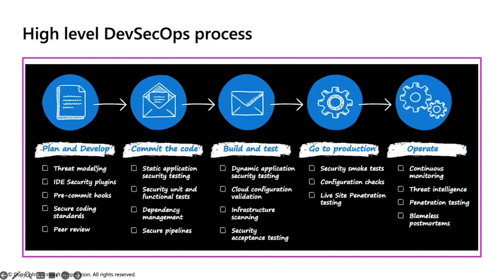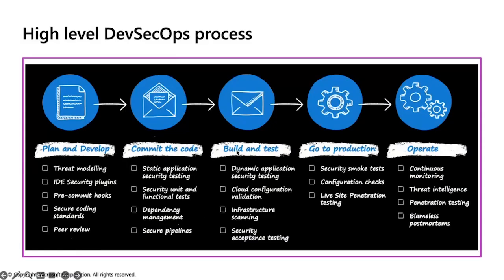For plan and develop, we have threat modeling. We have many different threat modeling options and standards like STRIDE and OWASP. We have IDE security plugins that we can use to check security in the plan and development phase. Pre-commit hooks, secure coding standards, and peer review are different options that developers use for security testing. When they move to the commit code stage, we get static application security testing, security unit and functional tests, dependency management, and secure pipelines.